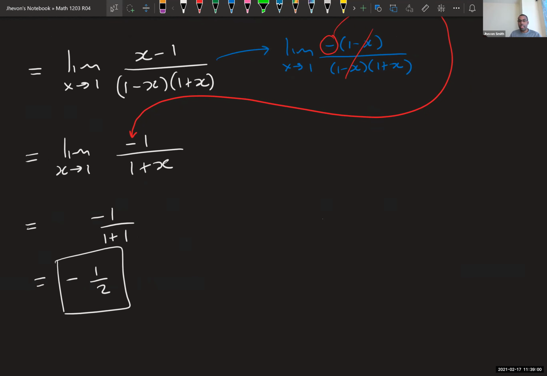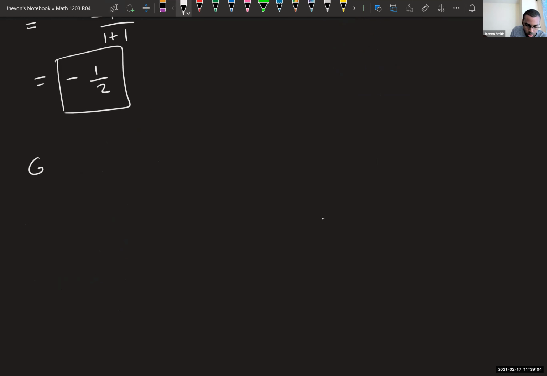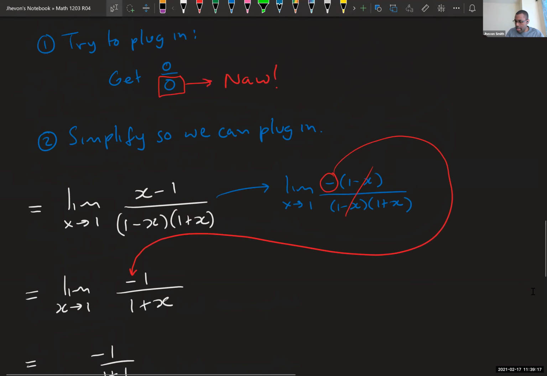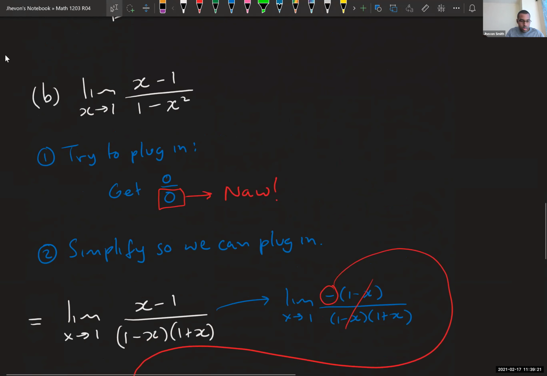Also, I do want to point something out, going over the last example. So this is not a new example. I just want to point out some stuff here.